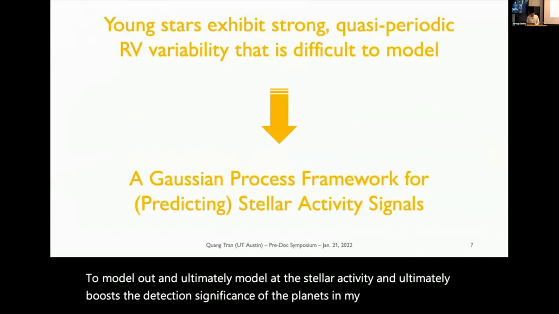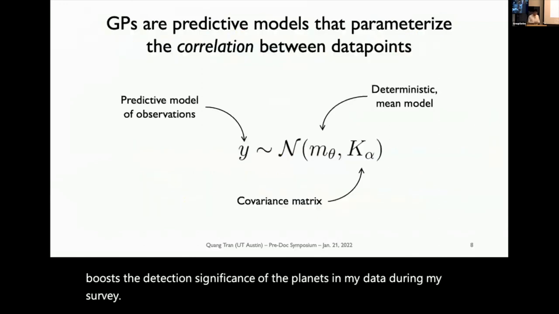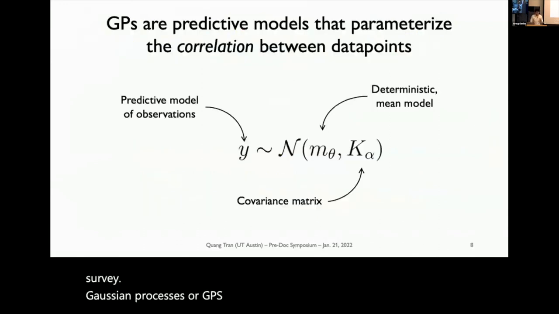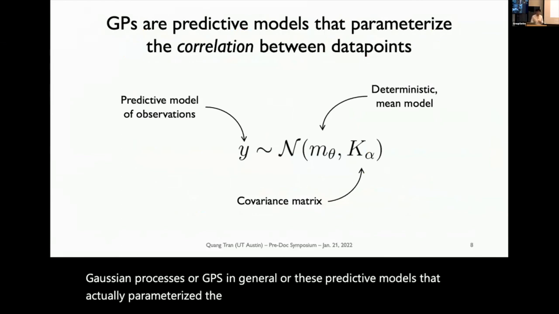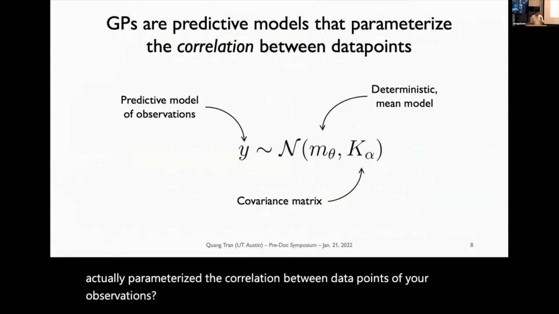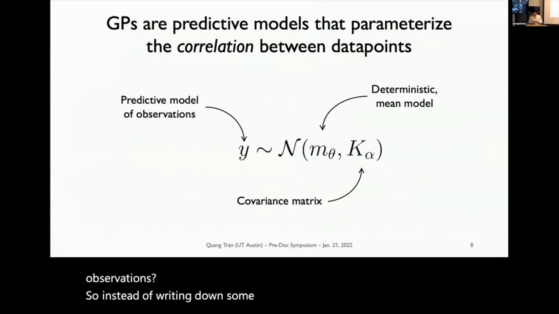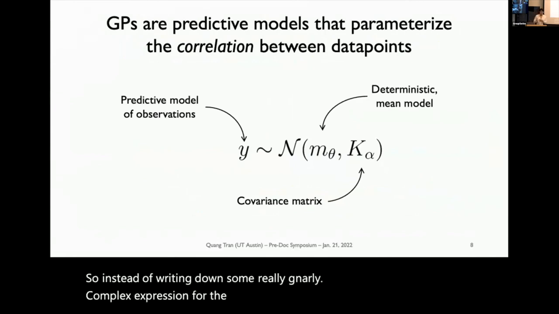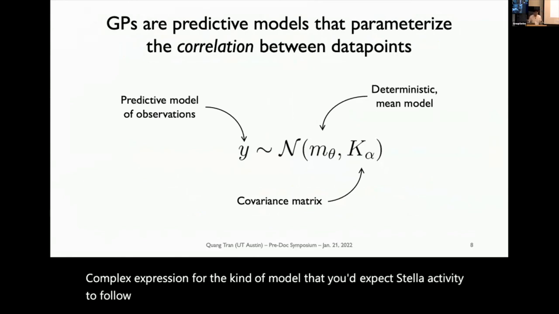Gaussian processes, or GPs in general, are predictive models that parameterize the correlation between data points of your observations. So instead of writing down some really gnarly, complex expression for the kind of model that you'd expect stellar activity to follow, especially in the case that we don't fully understand what's driving all of that.